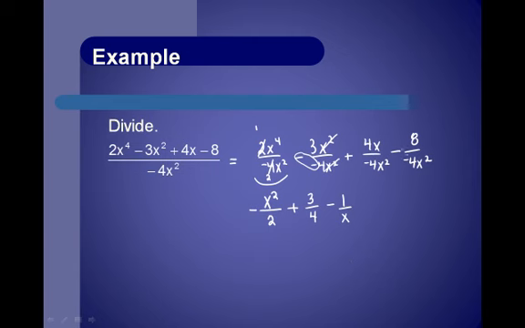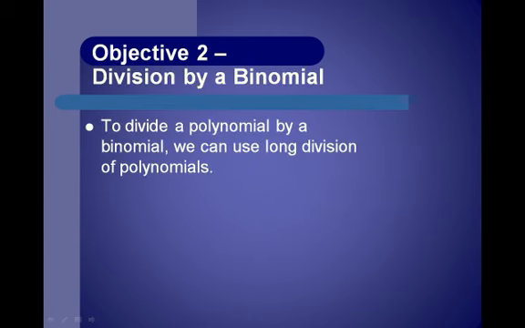And then the last piece, again, we've got minus a negative, which is plus a positive. 8 divided by 4 is 2. Notice again we've got an x squared in the denominator. There's not an x in the numerator to cancel with, so we're going to leave our x squared in the denominator. So our answer would be negative x squared over 2 plus 3 over 4 minus 1 over x plus 2 over x squared.